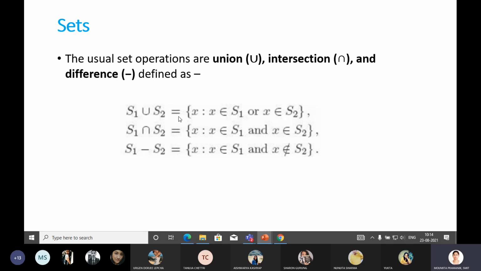Okay, that is known as the union. Whereas if we talk about the intersection, the intersection represents all values of x such that x belongs to set 1 and also belongs to set 2. The difference we represent through all x values where x belongs to set 1 and x does not belong to set 2. We will understand this with the Venn diagram so the concept will be clear.